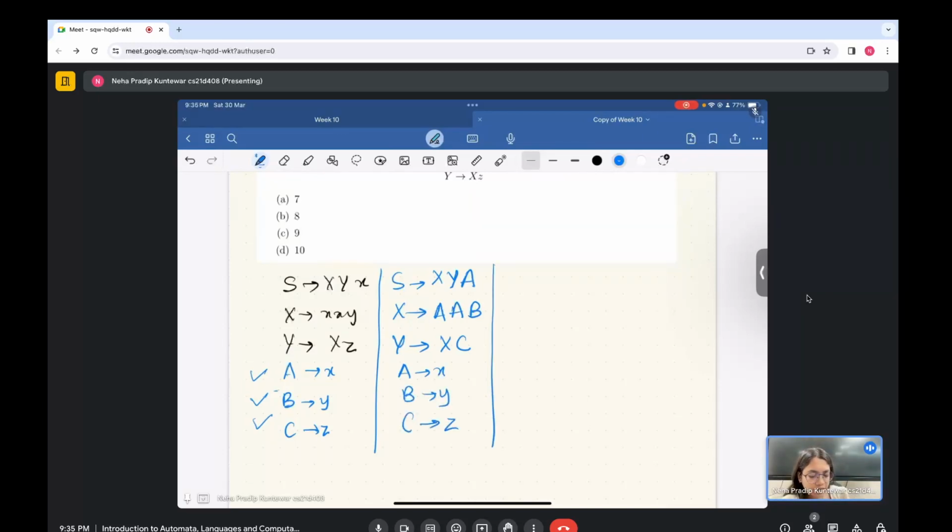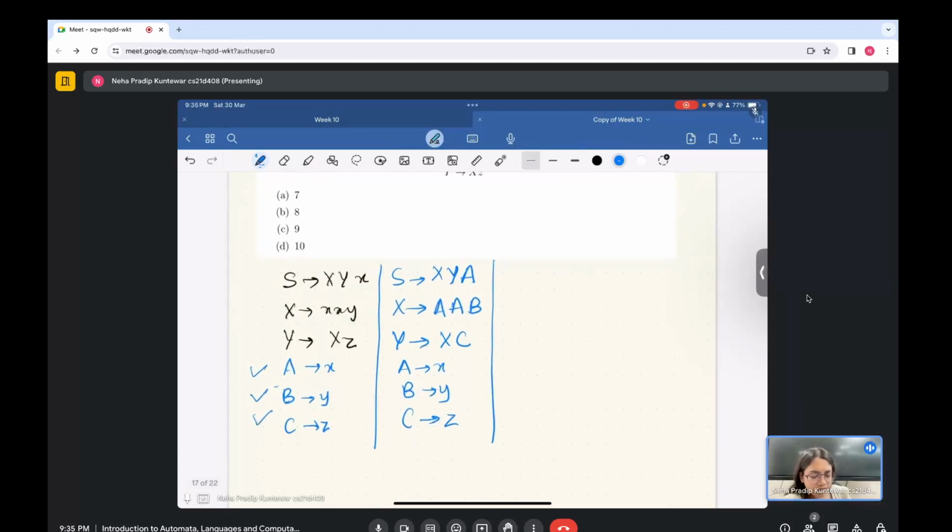So this is what we have. Now let's see which of the following productions in the new grammar are in the CNF form already. So these three were already in the form, and now Y is also in the form because it is written as a product of two non-terminals. But S and X here are not in the form because they are a product of three non-terminals.